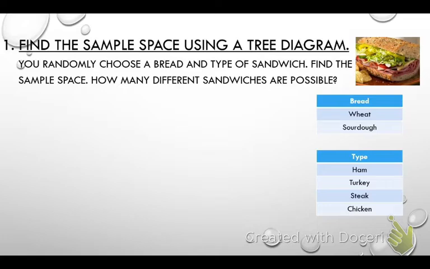All right, so we're going to find the sample space using a tree diagram. You randomly choose a bread and a type of sandwich. Find the sample space and how many different sandwiches are possible.